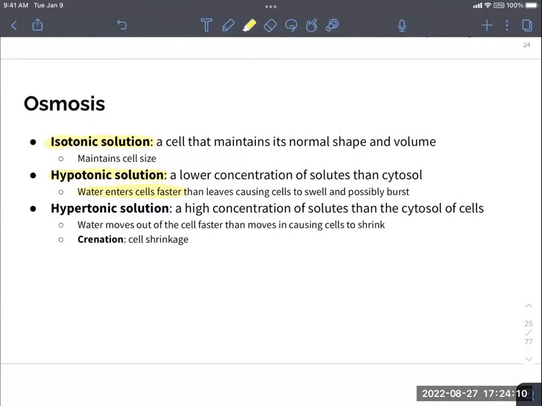In a hypertonic solution, we have a higher concentration of solutes than the cytosol of cells. So water moves out of the cell. Hypertonic, water moves out. Hypo, water moves in. This causes the cell to start to shrink. That cell shrinkage is known as crenation.